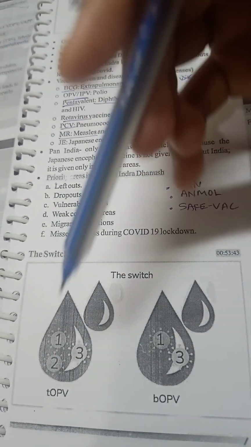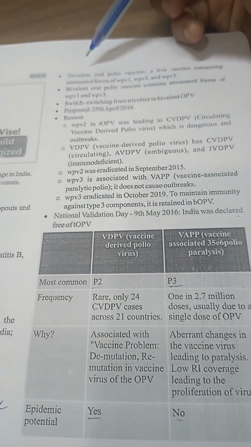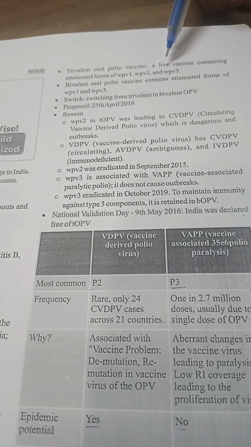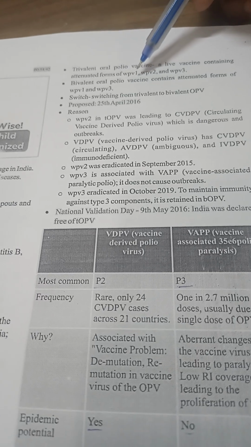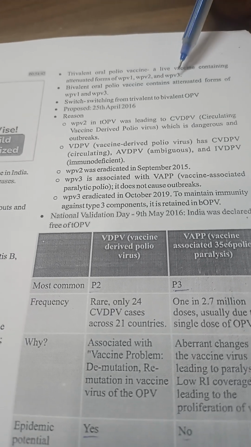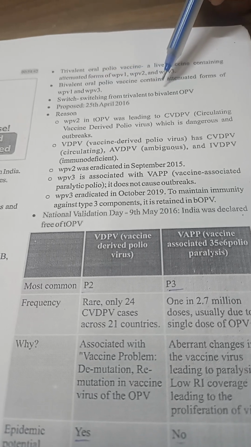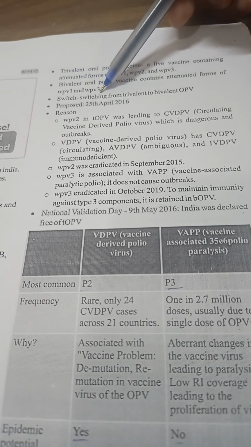Switch: tOPV to bOPV. Trivalent oral polio vaccine is a live vaccine containing attenuated forms of WPV1, WPV2, and WPV3. Bivalent oral polio vaccine contains attenuated forms of WPV1 and WPV3.